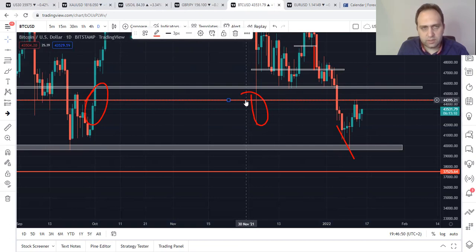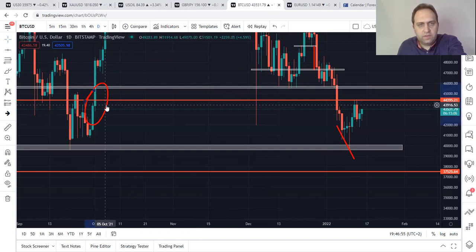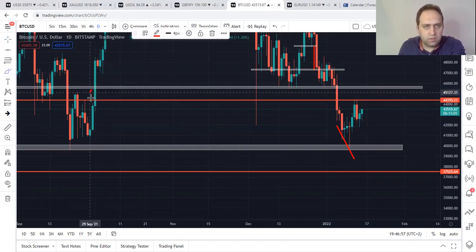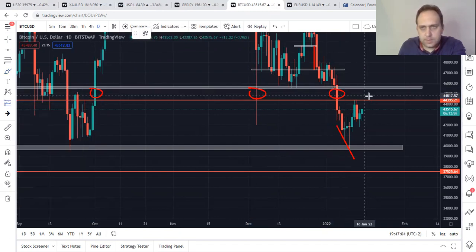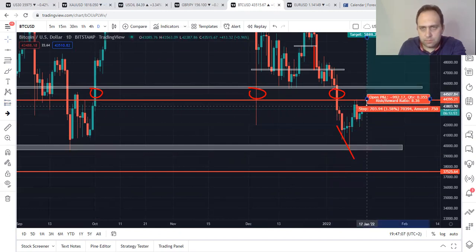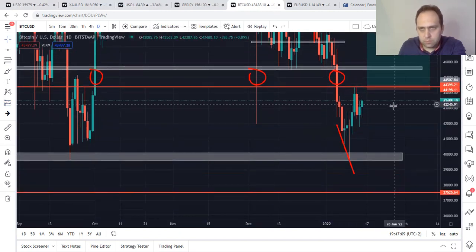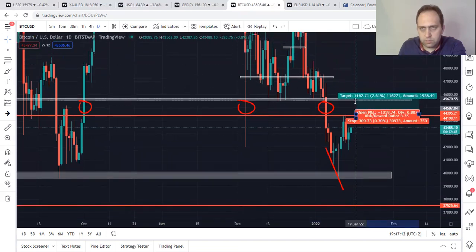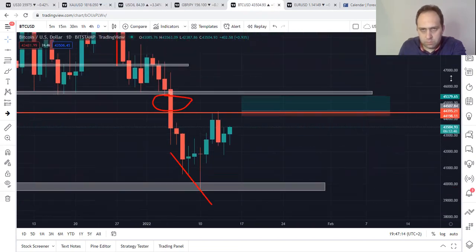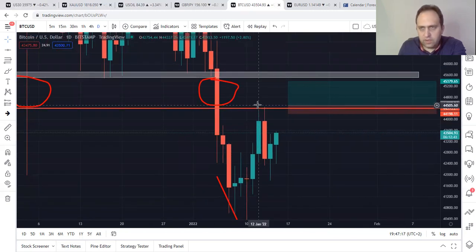If we break this resistance, we have clean traffic here. Look, this and this and this. So we should have a buy at this level. So we should have a buy at 44,505, we can take a buy because there is nice clean traffic here.